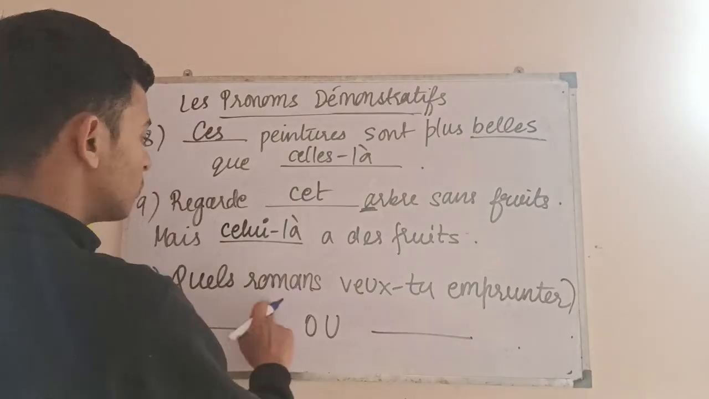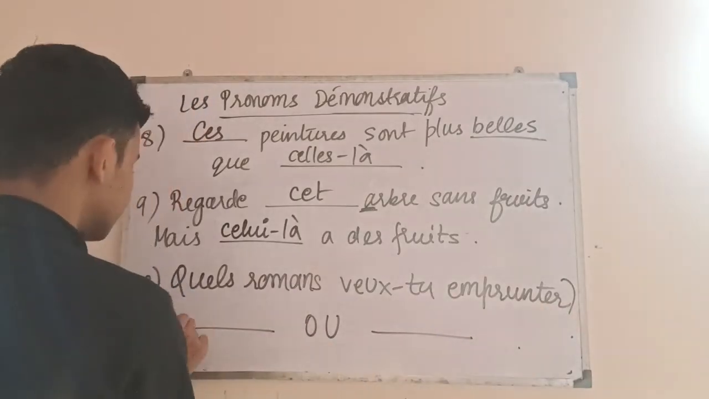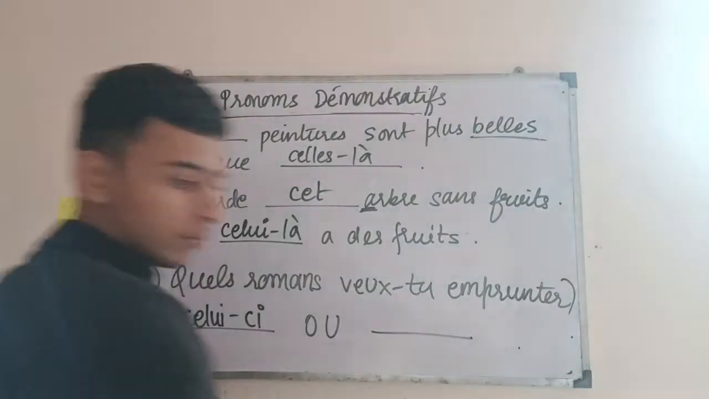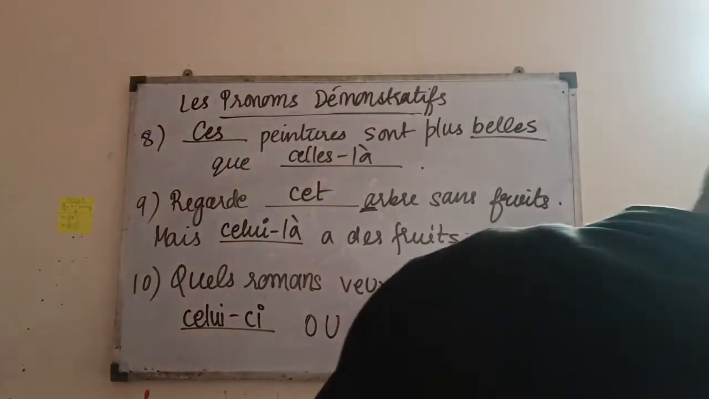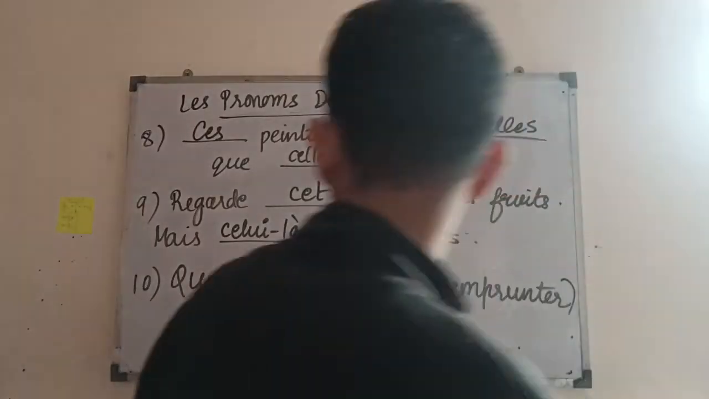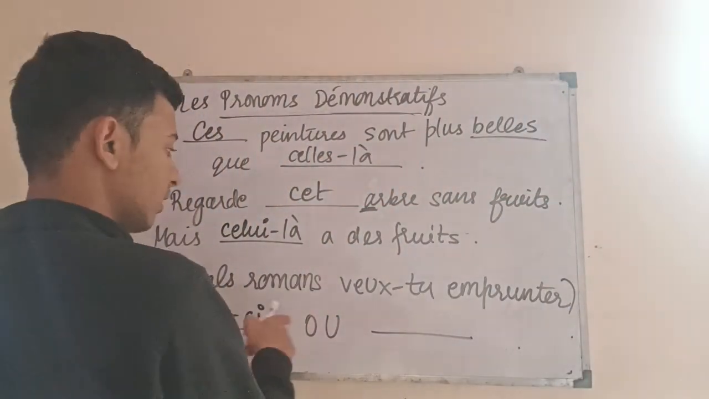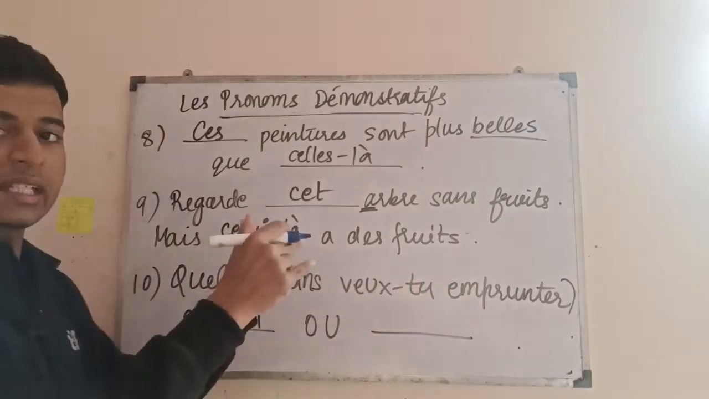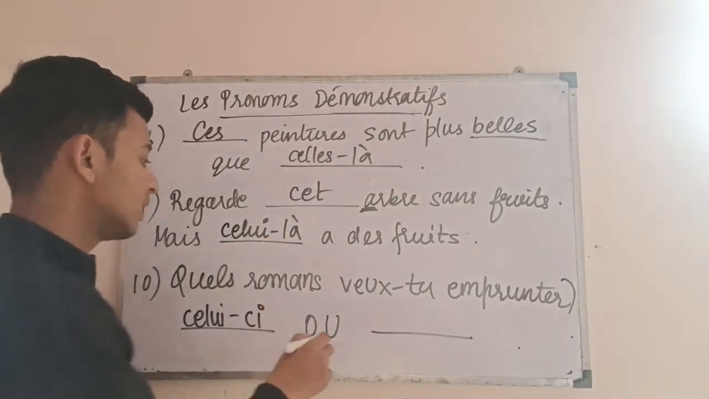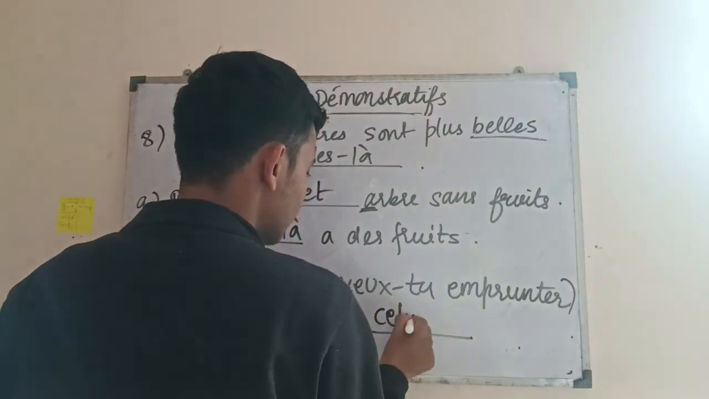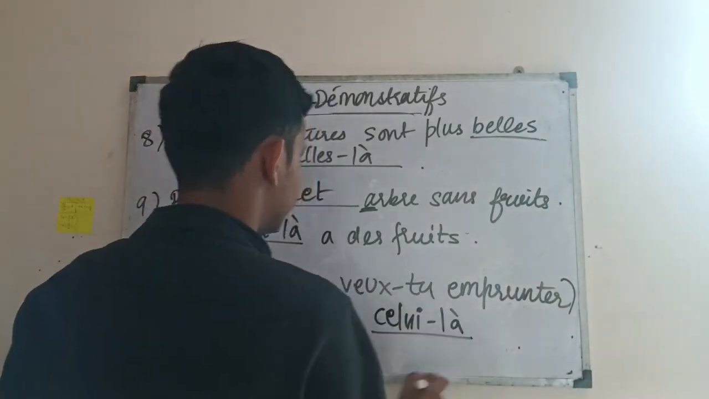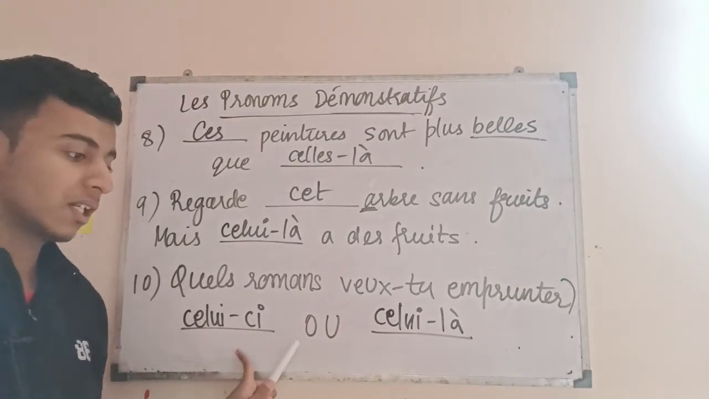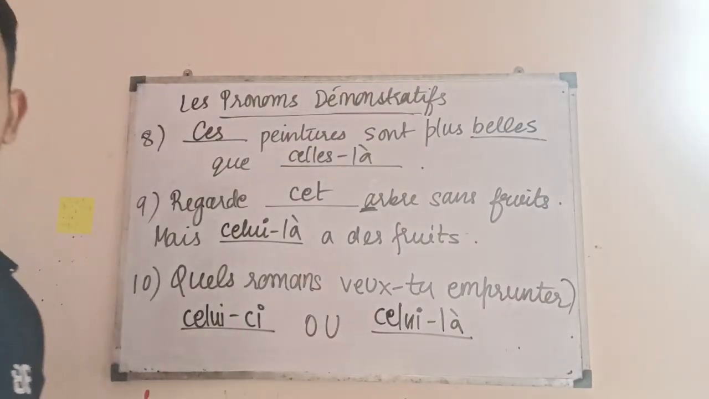10th. Quel roman veux-tu emprunter? Dash ou dash. Which novel do you want to borrow? Celui-ci. Sorry, I thought it would be ceux-ci. No, celui-ci only. This one or that one. One single novel they'll buy, no? That's why celui-ci is used. Celui-ci, or celui-là. This one or that one, not ceux. Don't make the mistake over here. This was a tricky part that we have to focus upon.